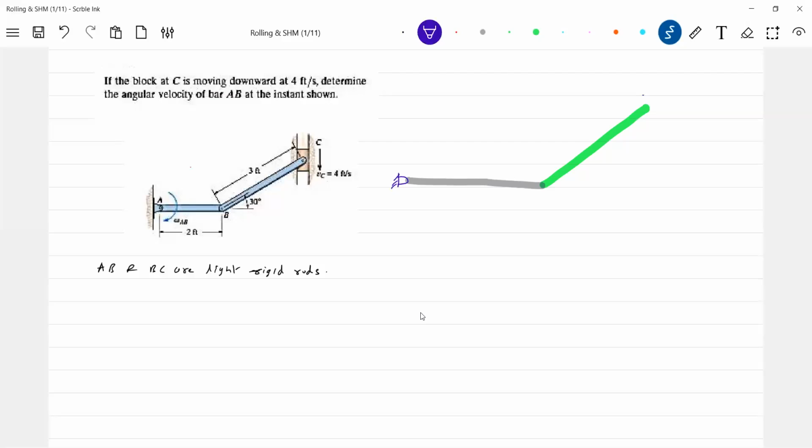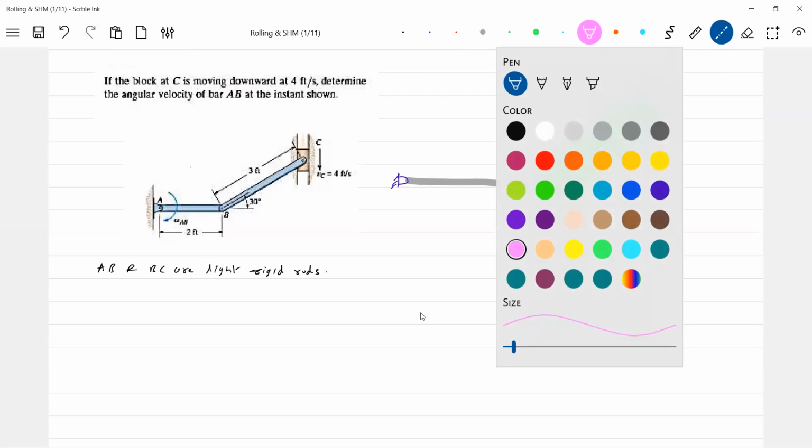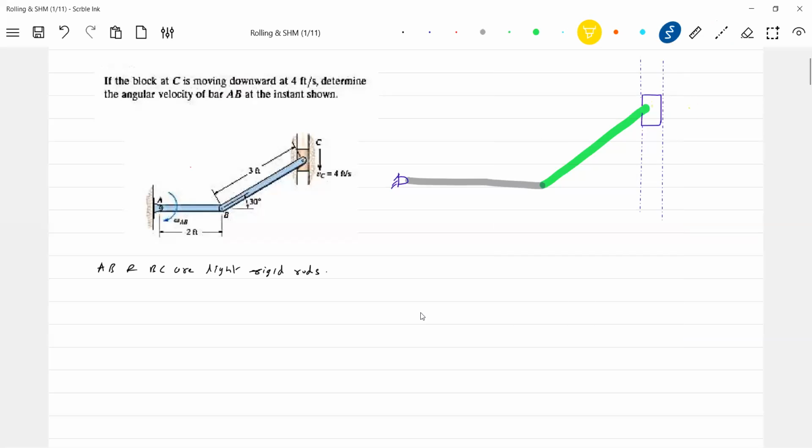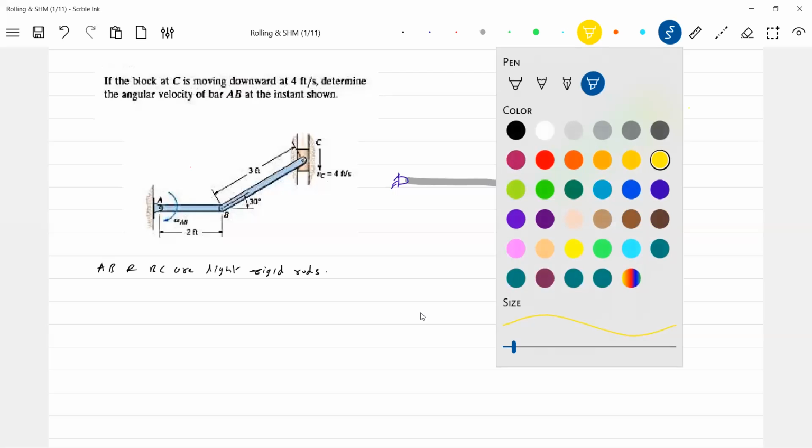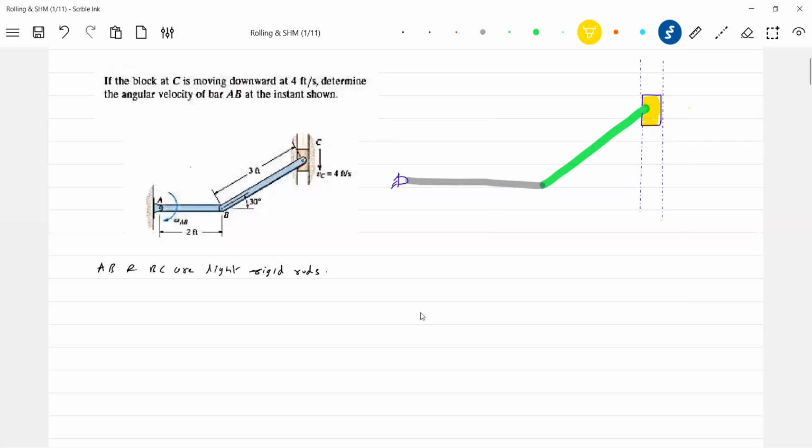And there's a block. Okay, fine. So these are very small. I think you're able to see, and the rods are connected.